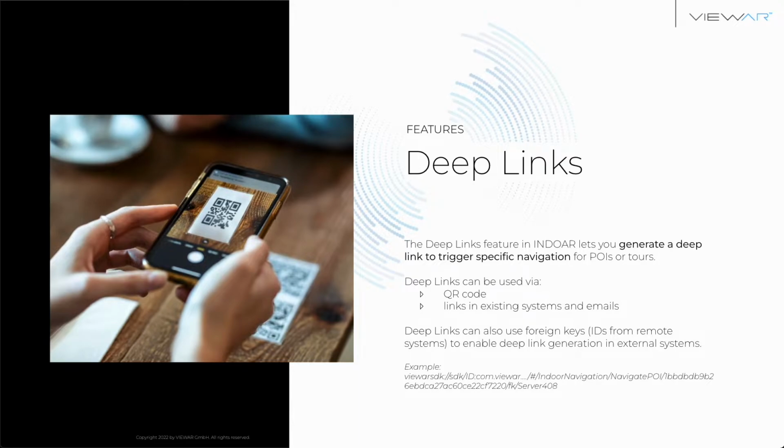So if you're having like an SAP integration and you're having an air condition with ID 418, you can define the foreign key 418 for the air condition in the 3D map. And this will let you generate those links in external systems, being able to offer those links that will then start the ViewAR app and the specific navigation to a point of interest. So this will ease up integrations.